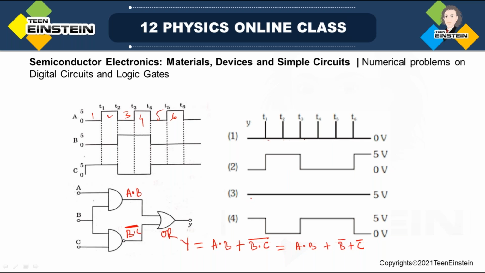The third option says that it is always at high level, whatever interval you go for. Then the fourth says that for some interval it is at high level.